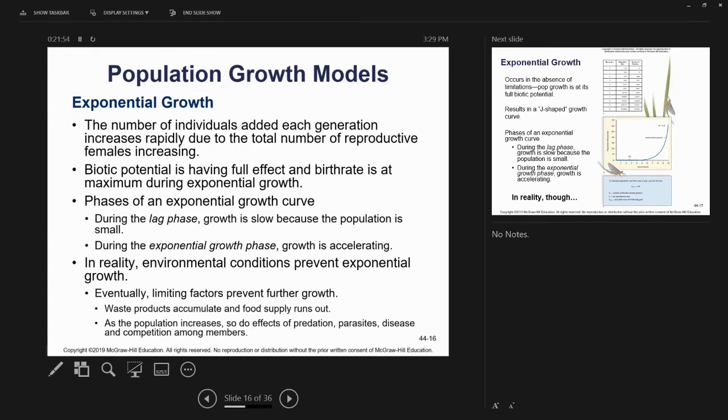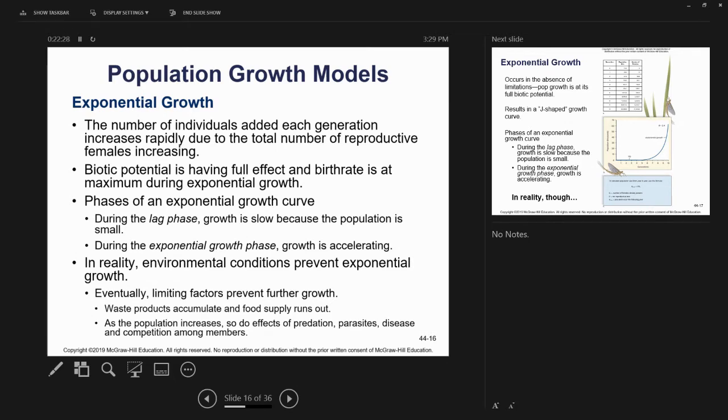So if I take all that information about a species and put it together and start tracking the numbers, I can get a growth model. I can chart out those numbers. And typically what we see is exponential growth. But we'll see this for a little bit in most species. Exponential growth occurs when the number of individuals added each generation increases really quickly.